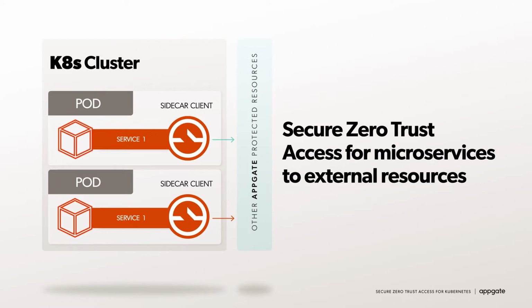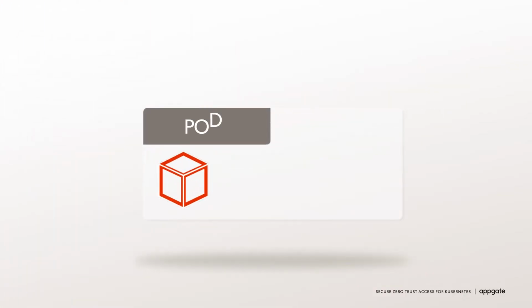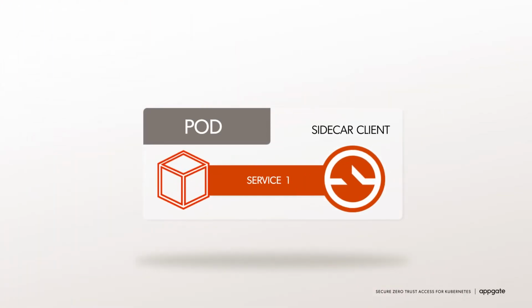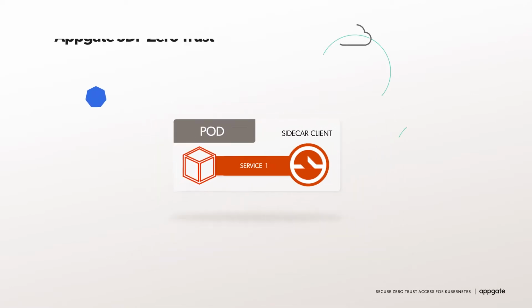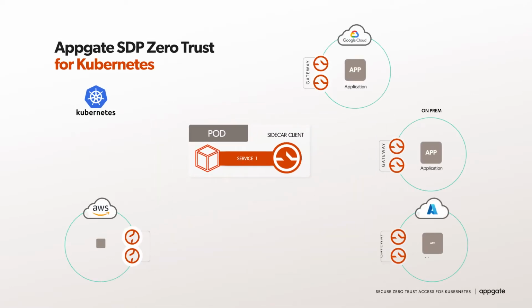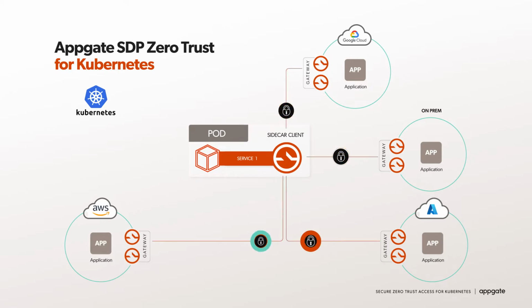Secure zero trust access is granted at the container level within a pod to provide microservices connectivity to resources outside the cluster using a unified policy framework. We do this by leveraging the Appgate SDP Kubernetes sidecar client. It is designed to map to a pod within a cluster, thus enabling secure access from a microservice out to external resources using our micro-firewalled gateways.